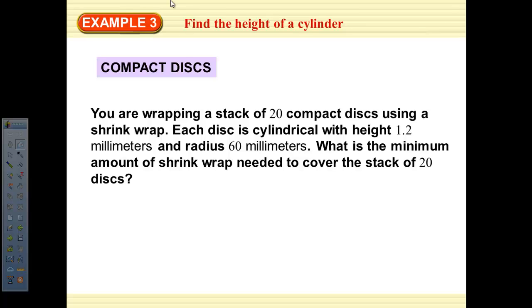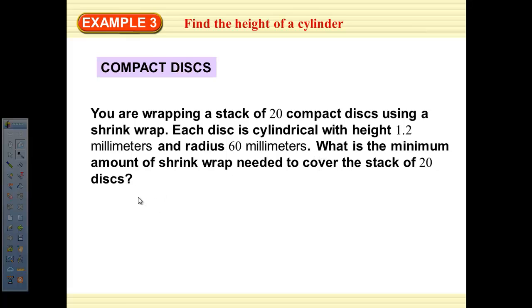Okay, we're now looking at surface area for cylinders, and here's an example of a problem for a cylinder and surface area. It looks like we want to find the surface area because we're getting shrink wrap for some compact discs. If we look at it, we have 20 compact discs, and each disc has a height of 1.2 millimeters and a radius of 60 millimeters.